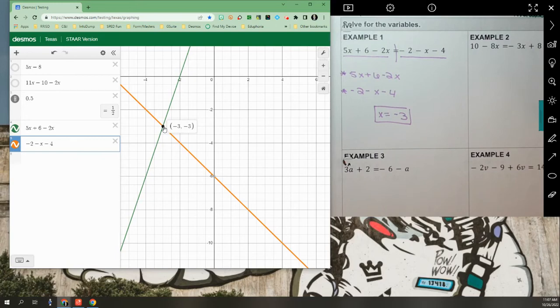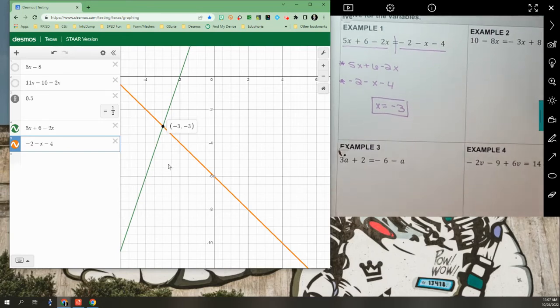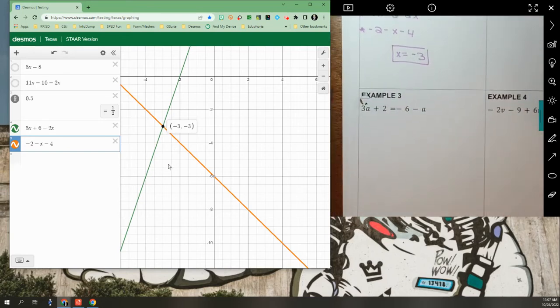Okay. Let's actually skip to example 3. I kind of numbered these weird. Let's skip to example 3. Example 3 gives us, hold on just a second. Okay, example 3.